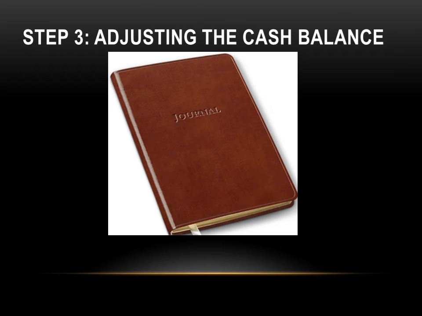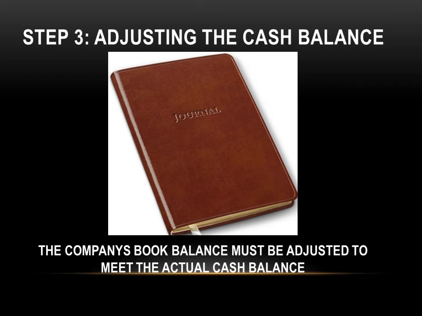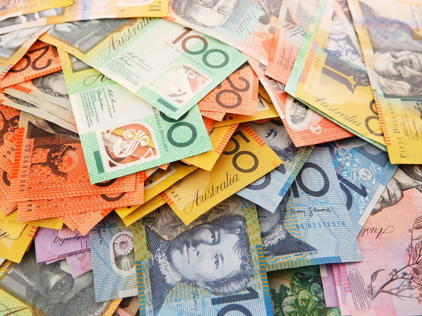Okay, so the third and final step of a bank reconciliation is adjusting the cash balance. This is where we make the necessary journal entries to reflect the actual cash balance that we've just figured out in the previous steps. The company's book balance must be adjusted to meet the actual cash balance. So essentially, they have to monitor their accounts receivable, cash, notes receivable, and many others, and make sure they equal what their actual value is. So keep control of all that cash that the business has got.